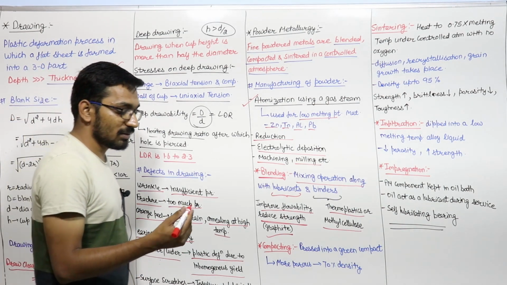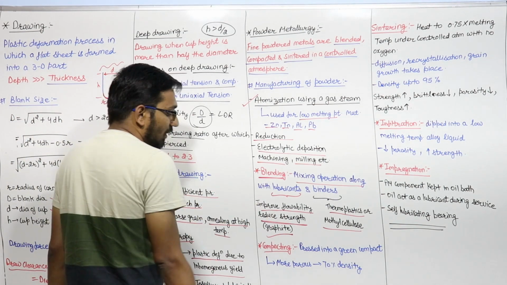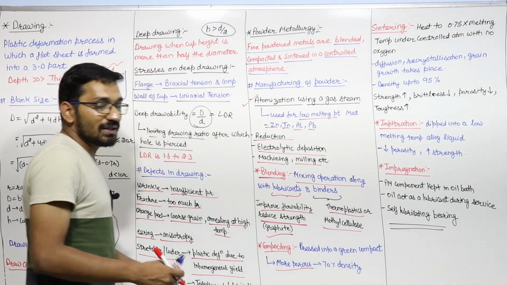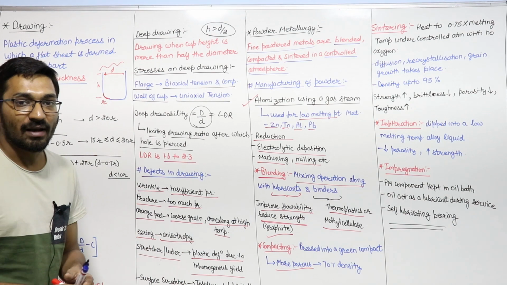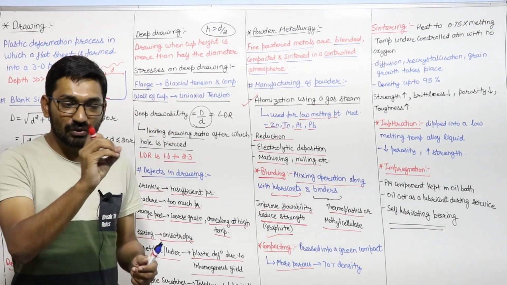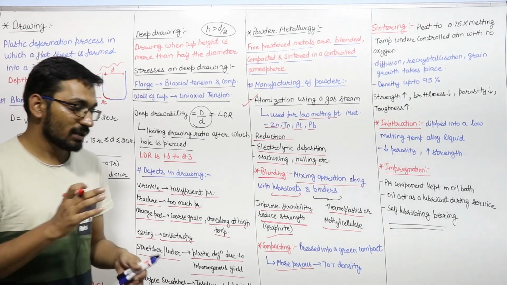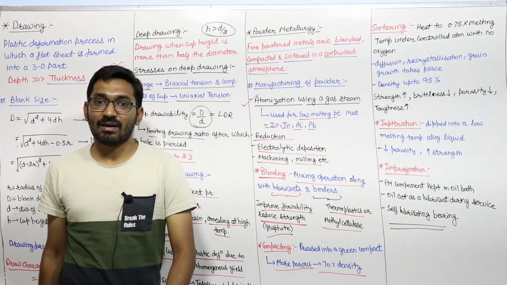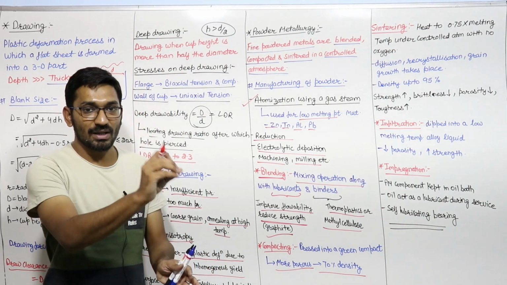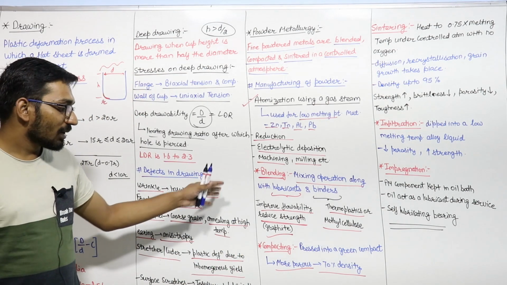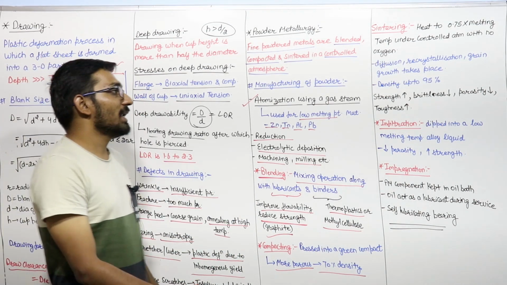But the one major disadvantage is that after compacting, the porosity is still very high. There are so many pores in your powdered product. After compacting, the density is 70%, right? 30% unfilled spaces are still there. So to fill these unfilled spaces, we use sintering.